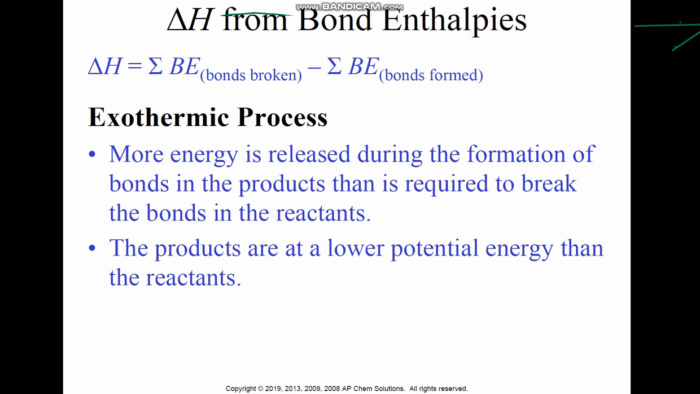Okay. So again, to form bonds, it's going to be an exothermic process, because remember that potential energy is decreasing as they get closer together, so energy is released. So it's the bonds broken minus the bonds formed. The products are always going to be at a lower potential energy than the reactants in an exothermic process.